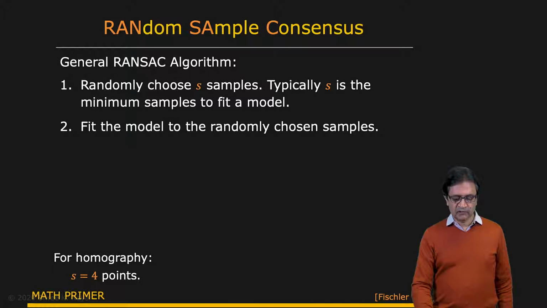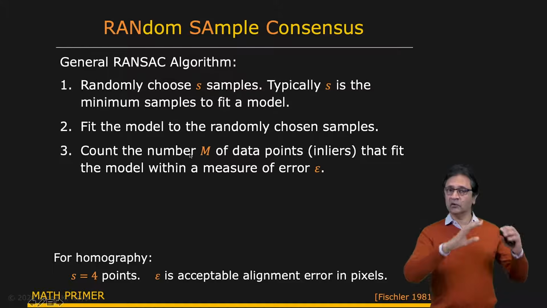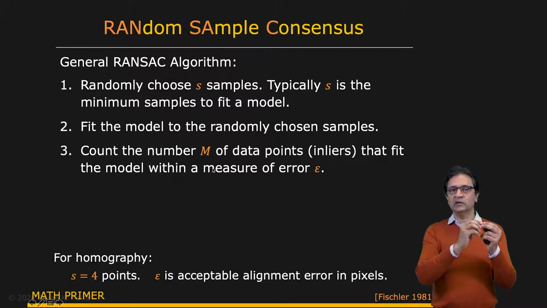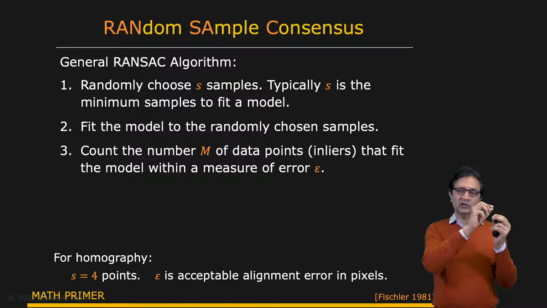Okay, so now you have a model, and then you're going to count the number of points M in all of your data that fit the model. What does that mean? You take each point and you plug it into the model, and you see what comes out of it, whether it's close enough. If you're talking about a pair of matching points, you plug in the coordinates in one image, you get the coordinates using the model in the other image, and you're going to see the distance between what the model gave you and what the actual coordinates are.